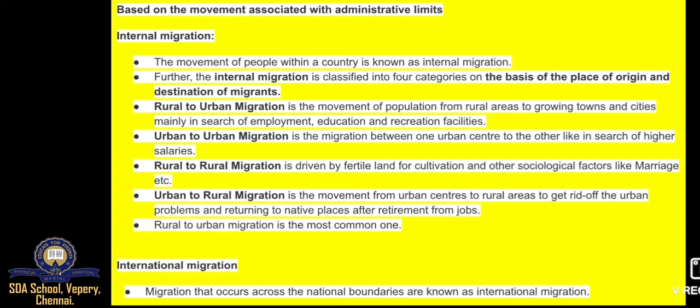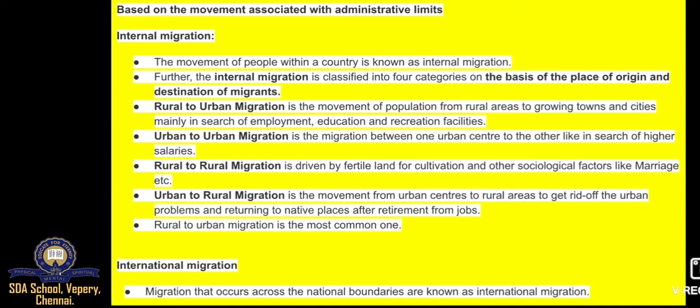Further, internal migration is classified into 4 categories on the basis of the place of origin and destination of migrants. First one, rural to urban migration. Rural to urban migration is the movement of population from rural areas to growing towns and cities, mainly in search of employment, education, and recreation facilities.